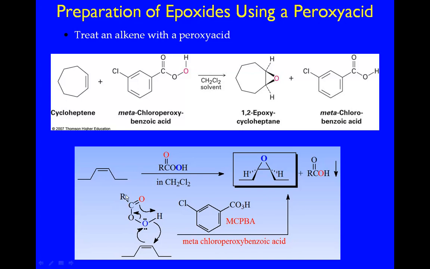It could be any peracid. It doesn't have to be a benzene ring. It could be even peracetic acid. The R group is just an alkyl group or an aromatic ring. What is more important is this peroxy group.